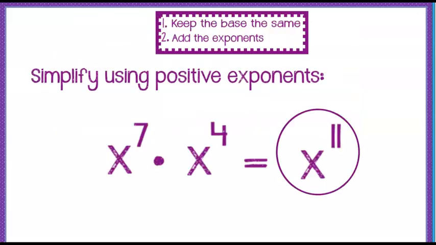Let's take a look. In this example, x to the 7th is being multiplied by x to the 4th, so we keep the base of x, and we add the 7 and the 4 to make 11.